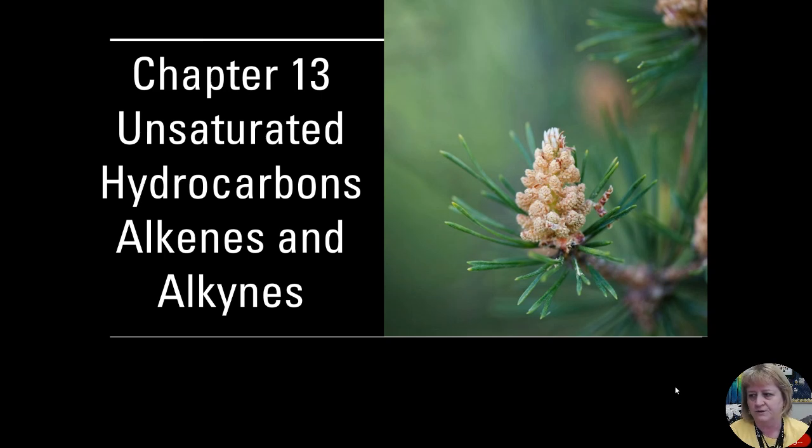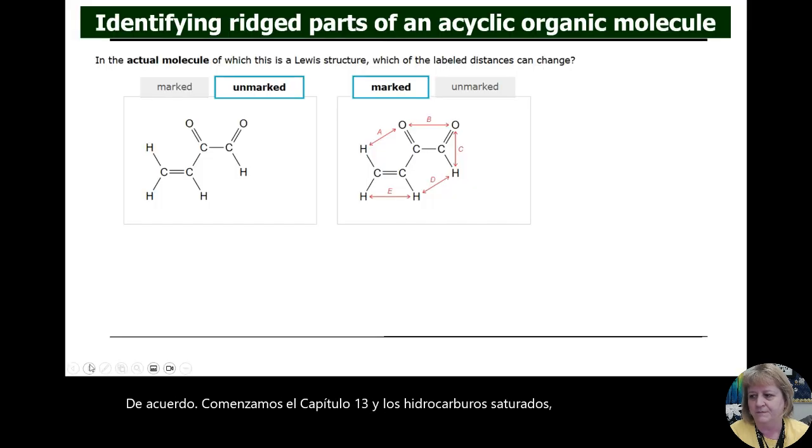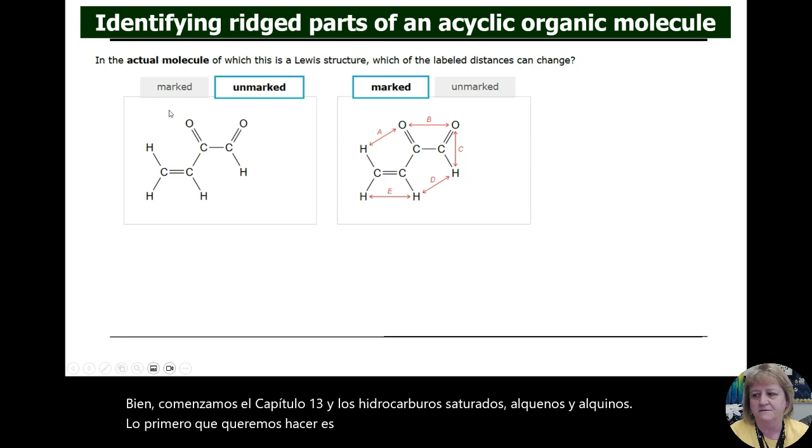Okay, we're starting chapter 13 on saturated hydrocarbons, alkenes, and alkynes. First thing we want to do is look at identifying rigid parts of a cyclic organic molecule, and we want to see how it's going to twist.